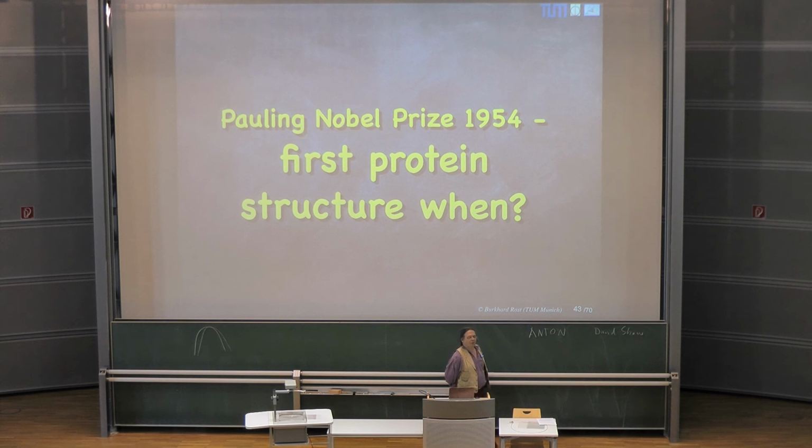Now in 1954, Linus Pauling got the Nobel Prize for discovering that hydrogen bond formation determines secondary structure, the most important fragment or substructure if you look at a protein structure. When was the first structure done? Some of you may have seen it on the previous slide. I hope not. Any idea? Guess. If you don't have an idea, that's great. That's the situation I'd hoped for. Guess. 1970?